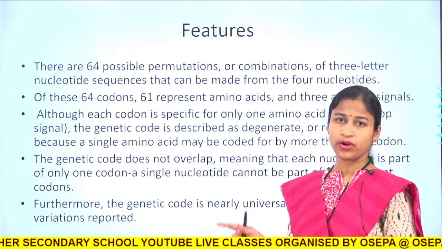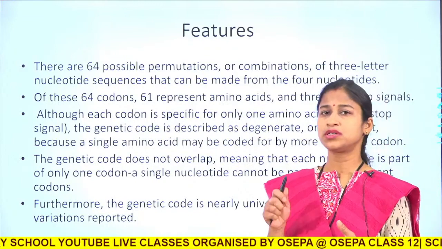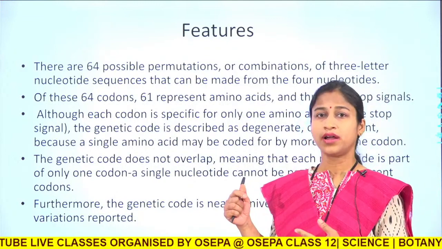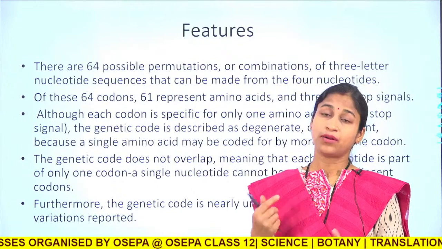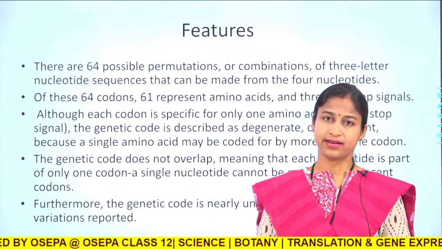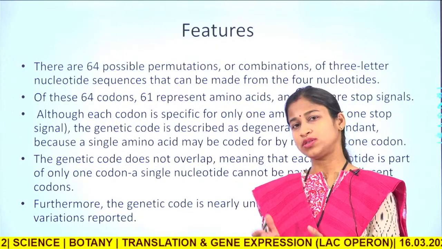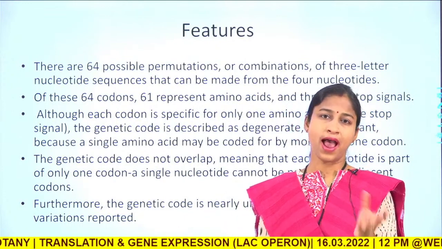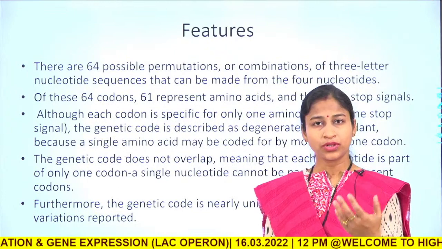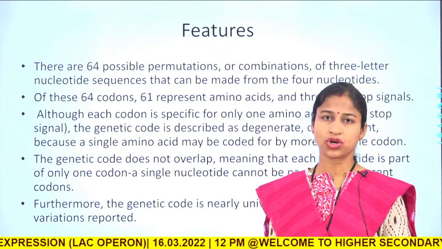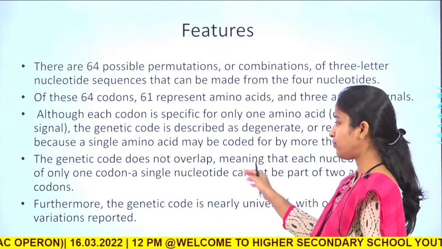The features we have already discussed: it is universal, non-ambiguous, non-overlapping, and most importantly degenerate. So, 64 codons are there, out of which 61 codons code for 20 amino acids and 3 codons code for stop. So this is all about the features.